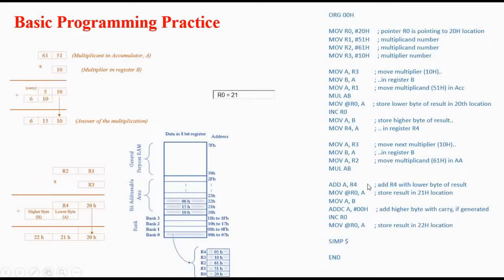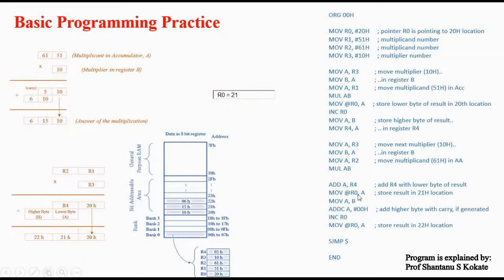Okay, so here add the content of the accumulator with R4. 10 is there already in the accumulator. So the content of the accumulator will get added with R4, and the result will get stored in A. So accumulator plus R4 means 10 plus 5, the result will be 15. So that 15 will get stored in 21h location. That's why it is shown over here at 21h location. You can see 15h present over here.